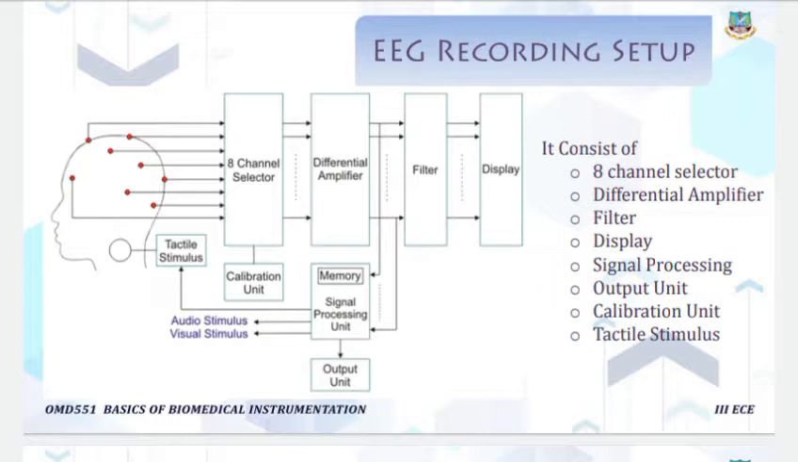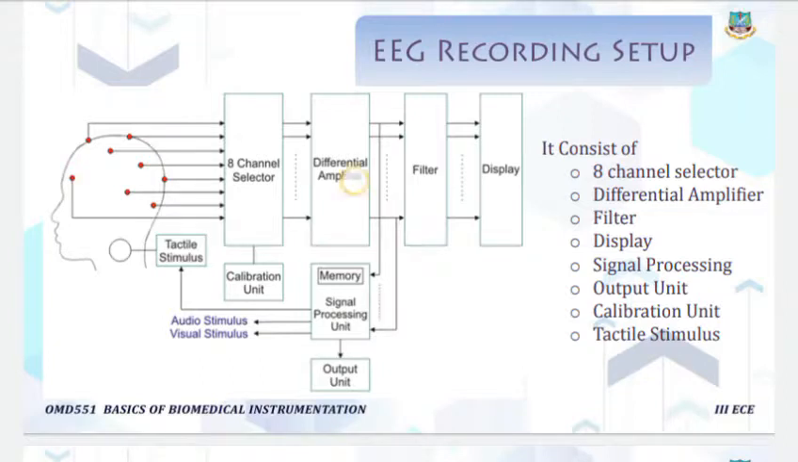Then the output voltage from this amplifier is applied directly to the 8 channel display through the filter bank. Okay, here there is a filter bank. This filter bank consists of a low pass filter, high pass filter, and band pass filter, which are used to remove the noise from various brain waves. So what is the use of this filter? It is also used to reduce the noise from various signals.